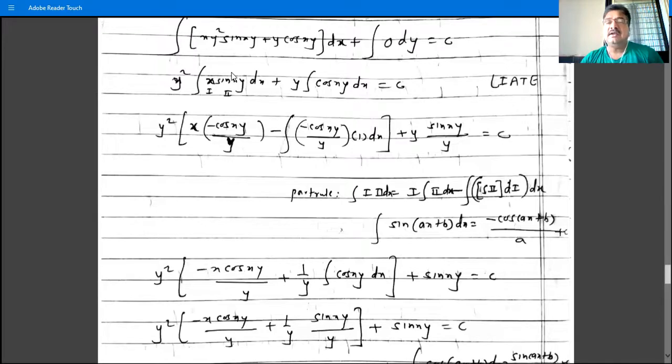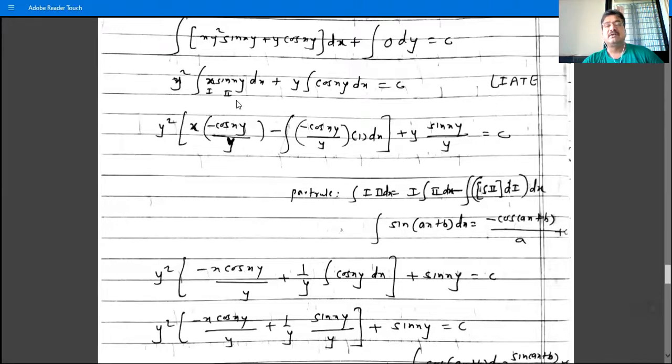So what is the integration of sin x? Integration of sin x is minus cos x, and this is sin(yx). Actually x into y means sin(yx), where y is constant. So what is the integration of sin 4x? It is minus cos 4x divided by 4. Like that, integration of sin(yx) is minus cos(yx) divided by y. So y is constant.